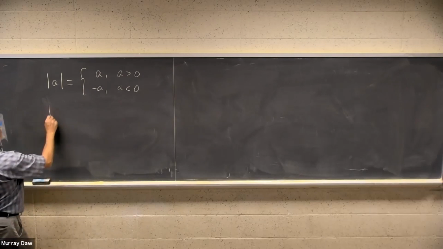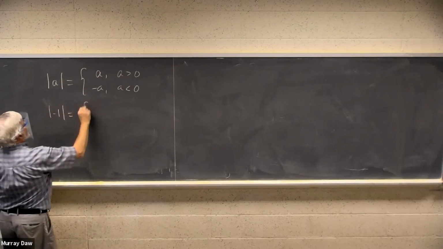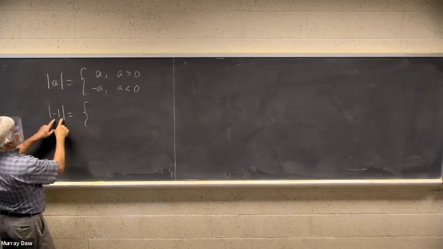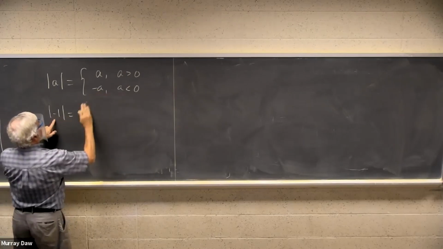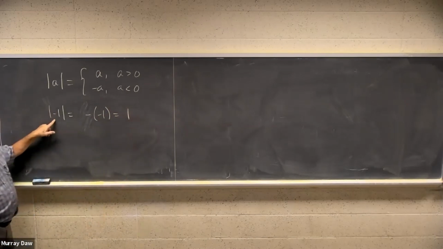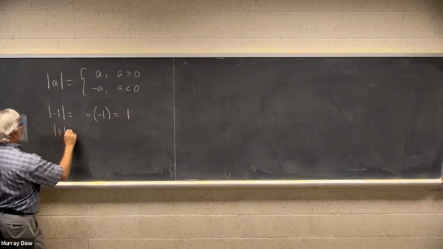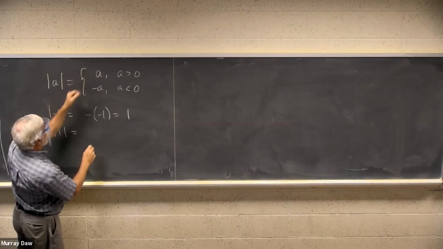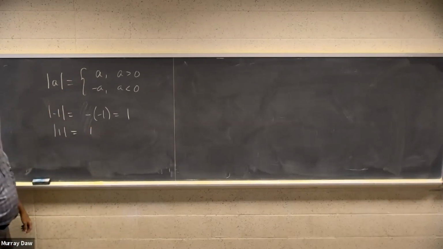As an example, the absolute value of -1. A is negative here, so use this one. So it's the negative of -1, which is +1. Right. The absolute value of 1, you use the upper one, since 1 is positive, it's just 1. Okay.